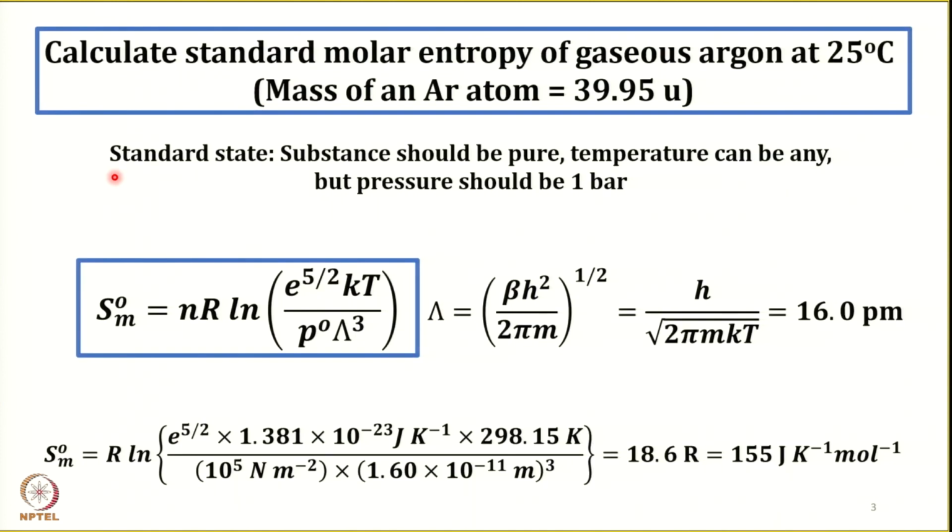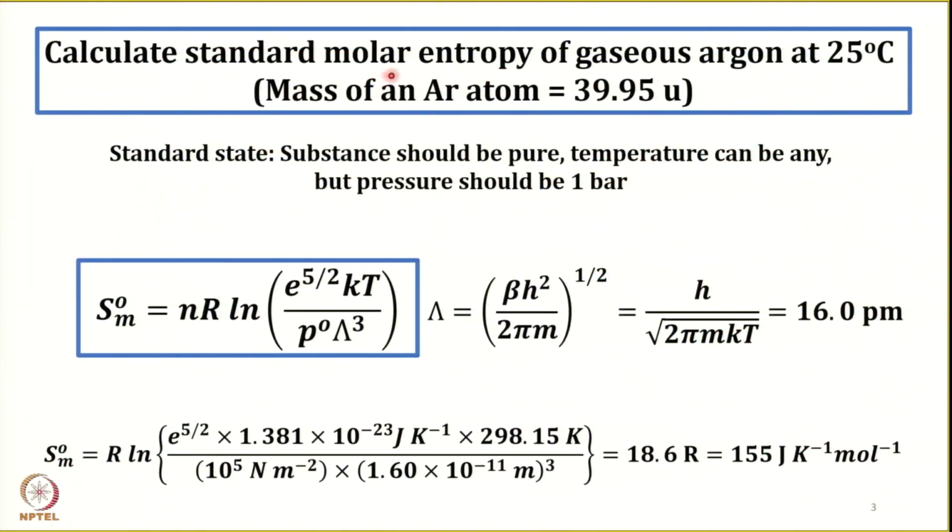Let us start discussing the applications of the formulae that we have so far derived. The first example that we will take is: calculate the standard molar entropy of gaseous argon at 25 degrees centigrade, and the molar mass of the argon atom is given here. Before attempting to solve a problem, it is wise to look at the problem statement very carefully and see what information is given. What do they want? The question is: calculate standard molar entropy.